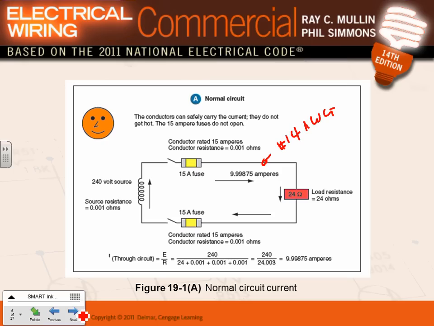And this is 15. So if you do your math, look at this, guys. The impedance is 24. Here's my 24, plus the impedance of the conductor. Each one of these conductors has a little bit of impedance in it, right? So that's why I have 1, 2, 3. Where is the third one coming from? From the source. The source also has an impedance. So if you divide the voltage by all the impedances, because they're in series, you end up with 9.99 amps. A 15 amp fuse will protect you from that one, and you're good to go, right?